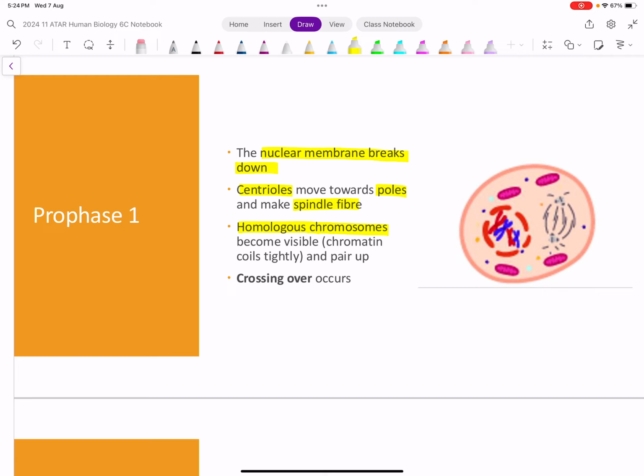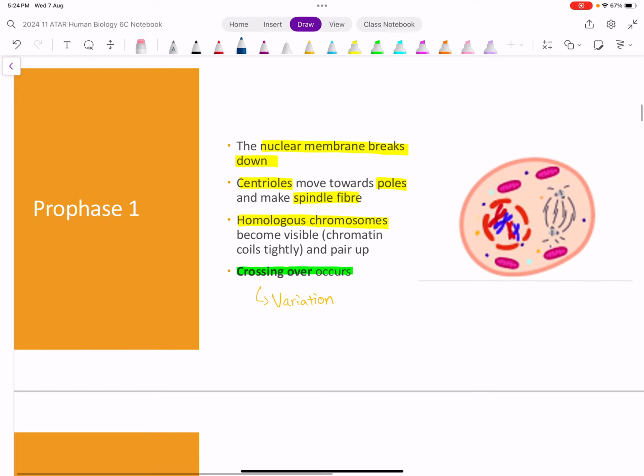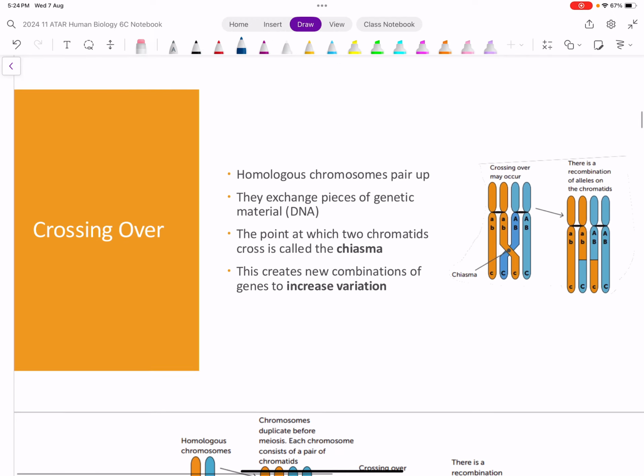And our key point of distinction today, something which makes prophase 1 different to prophase in mitosis, is that crossing over occurs. And to put a long story short, our crossing over is a form of a process known as variation. Variation will be one of the upcoming lectures, so we're not going to dive into it too much now, but we will touch on it on this next slide.